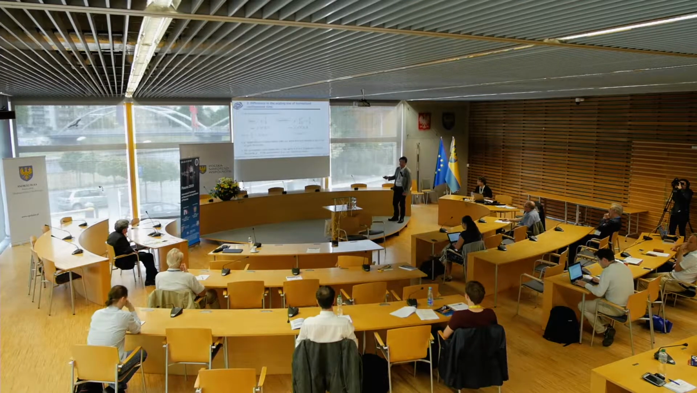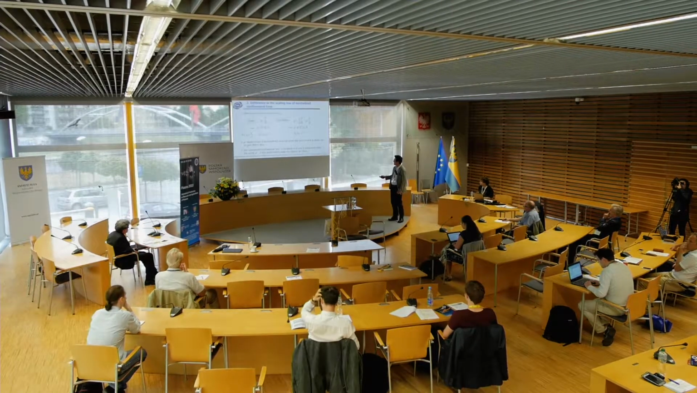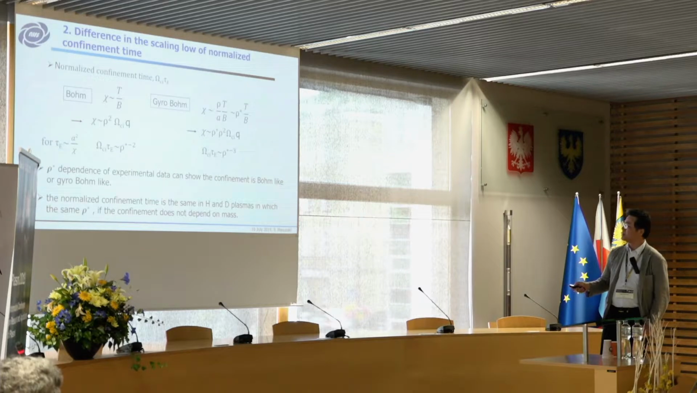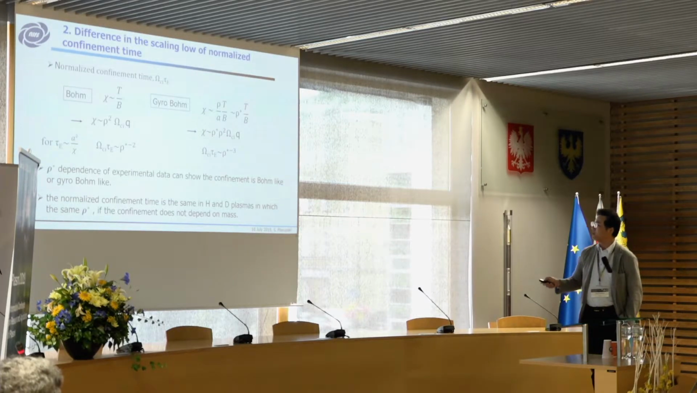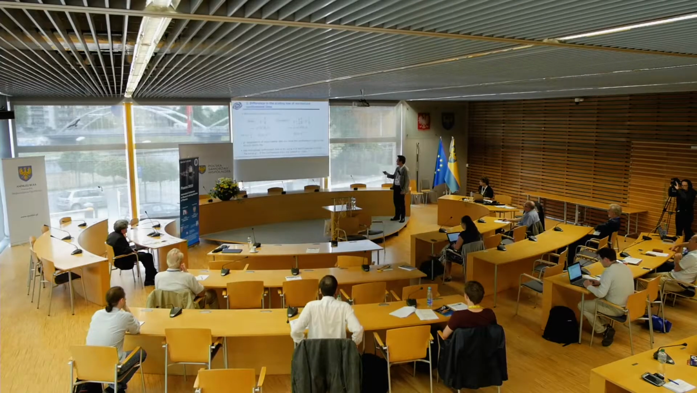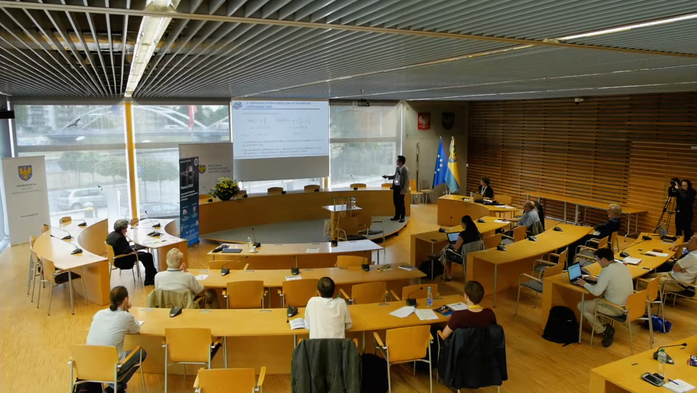Energy confinement time is scaled by the minor radius squared over the thermal diffusivity. Using this relationship, we get the normalized confinement time like this. In the Bohm case, it scales as rho star to the power minus 2, and gyro-Bohm-like as rho star to the power minus 3. So the normalized ion gyro radius dependence of experimental data can show whether the confinement is Bohm-like or gyro-Bohm-like.